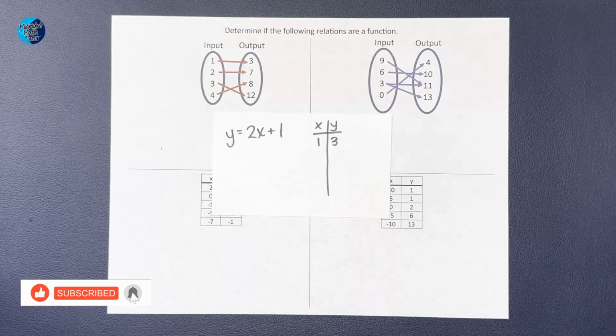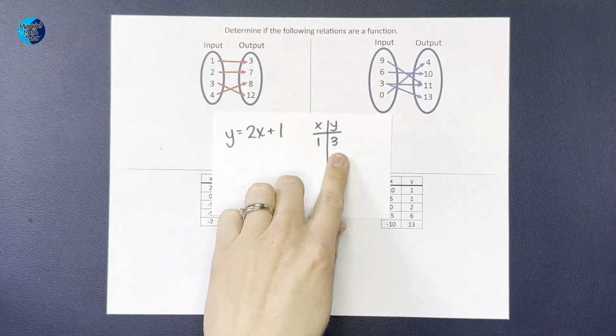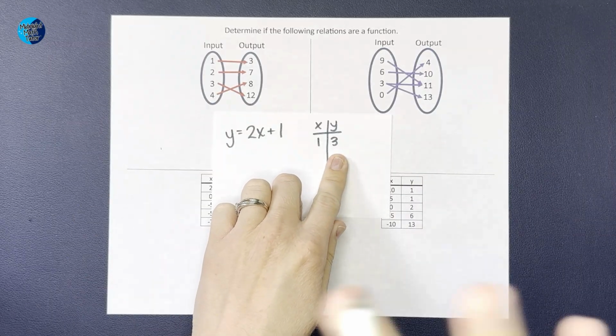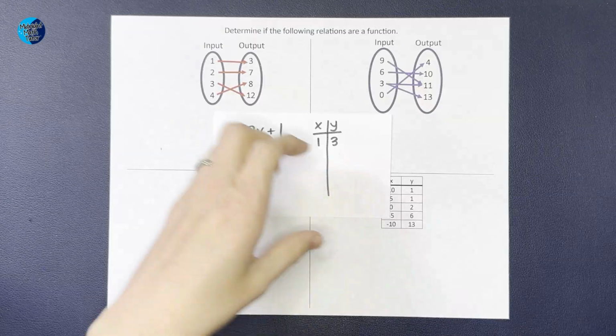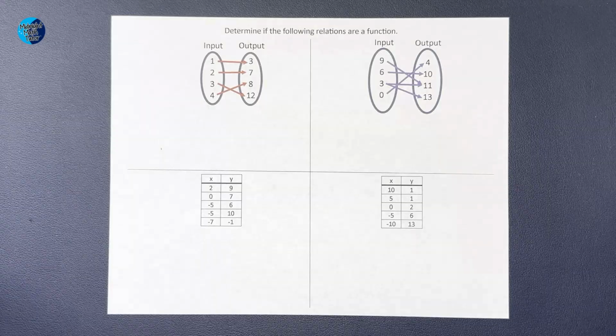Now, if you haven't already, you are going to soon be plugging in numbers and you get more than one output. That's fine, that's a relation, but it is not a function. For it to be a function, there is just one output for each input.